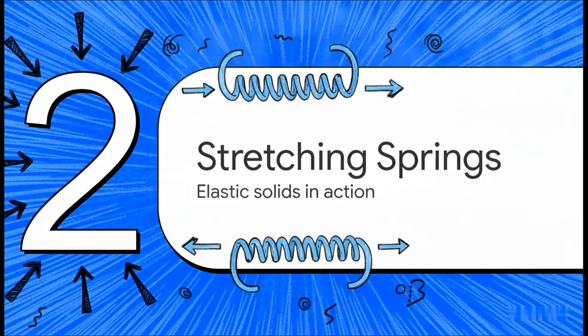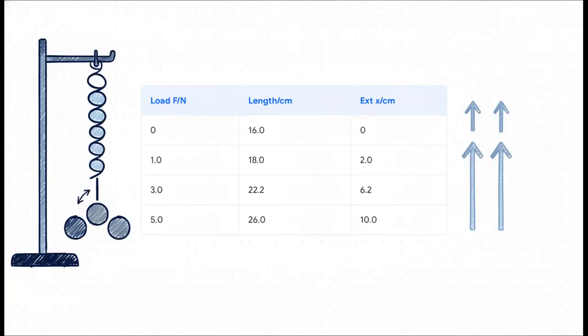Moving on to Section 2, stretching springs and proportionality. Let's look at some raw data here to really build our understanding. Imagine we've got a spring hanging from a stand. With no load on it at all, 0 newtons, its original length is 16 centimeters. Now, take a look at how the extension increases so consistently as we add heavier loads. We add a 1 newton load and it stretches by 2 centimeters. Jump down to a 5 newton load and the spring extends by exactly 10 centimeters.